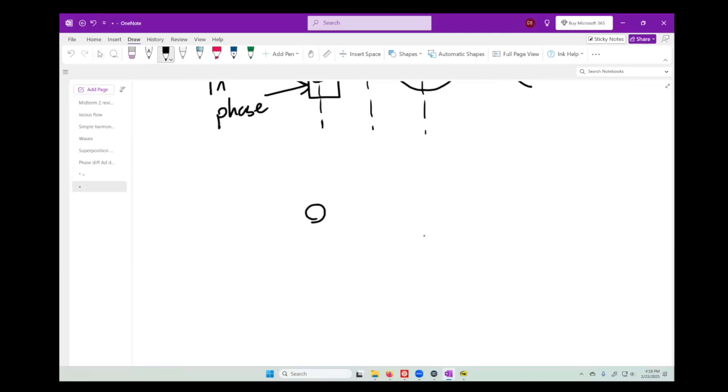If these are my two sources and my sources are in phase with each other, then let's say the waves travel like this. At this point here, the waves will be in phase, but at this point here, they'll be out of phase.